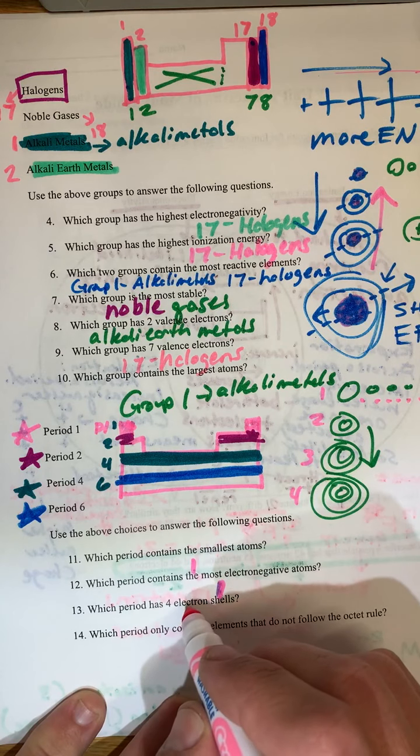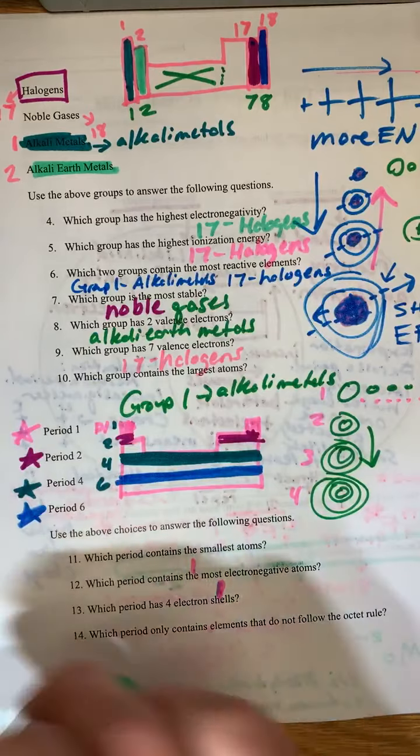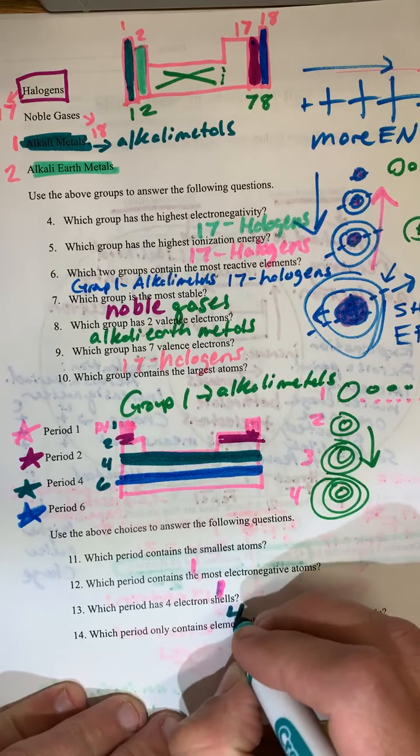Which period has 4 electron shells? Well, 1, 2, 4. 4, of course. Every time you go down a period, you add an electron shell, so it would be 4.